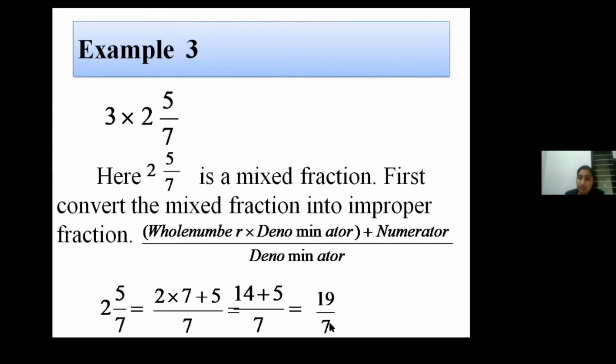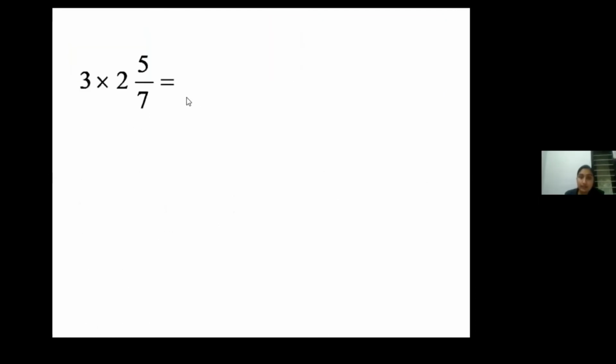This 19 by 7 is an improper fraction. Then we can rewrite the question 3 into 2 5 by 7. Instead of 2 5 by 7, we can rewrite 3 into 19 by 7. So 3 into 19 by 7.